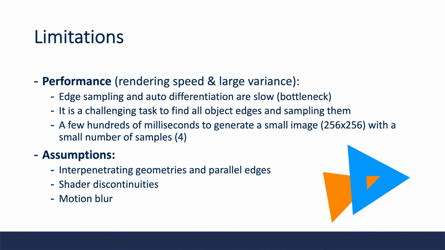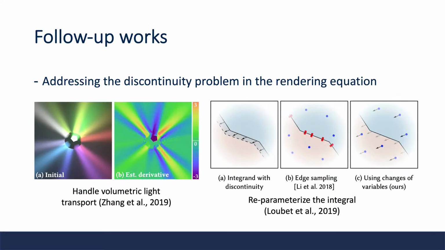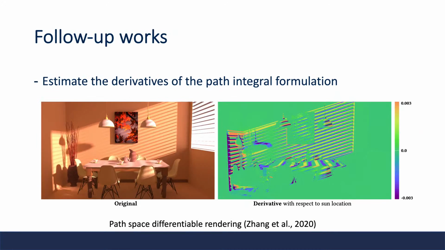There are some limitations of this work. First, due to the cost of finding all object edges and sampling them, it's usually very expensive to render complex scenes. Second, there are several assumptions in this work, such as no interpenetrating geometries and parallel edges, and this paper also doesn't deal with motion blur and shader discontinuities. Following this work, there are several papers on differentiable physically based rendering. They aim to address the discontinuity problem in the rendering equation either by following a similar approach but extending it to handle volumetric light transport, or by reparameterizing the integral to avoid discontinuity. Another recent work proposed to estimate the derivative of the path integral formulation, which provides a new theoretical framework to estimate the gradient with respect to the scene parameters.